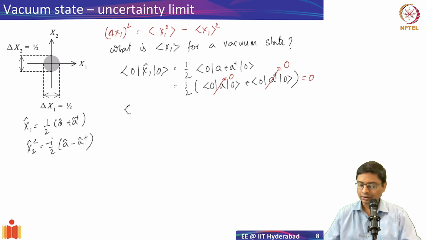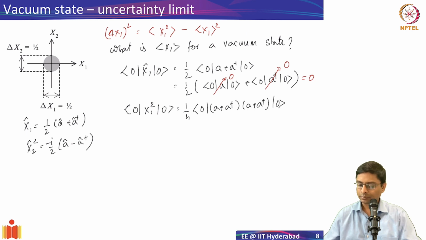The expectation value for a ground state of x1 square is how much? This I can do as 1/4 and then the expectation value of (a plus a dagger) into (a plus a dagger).